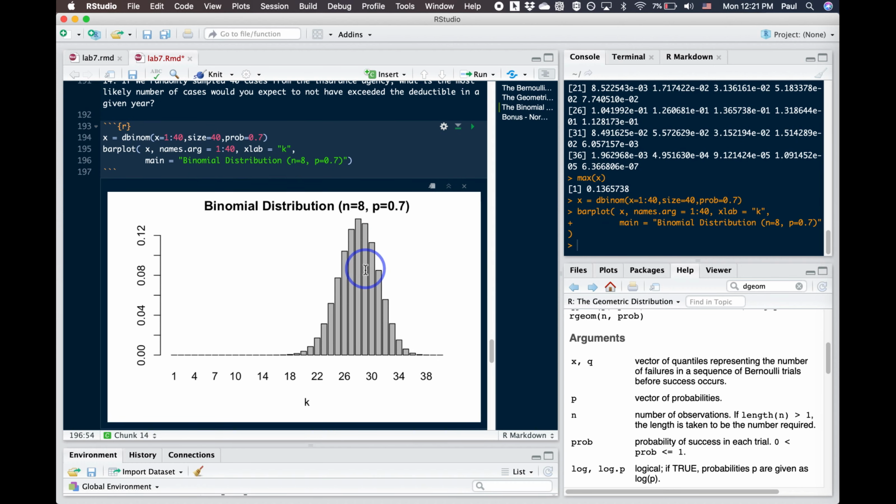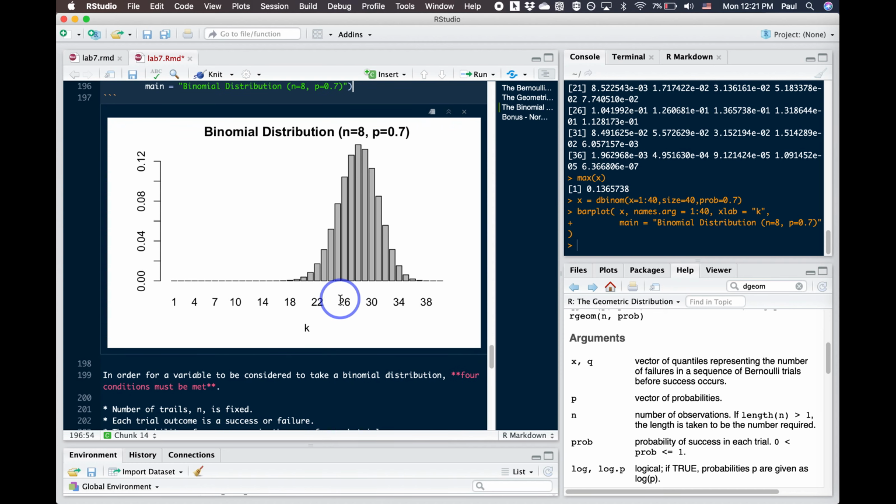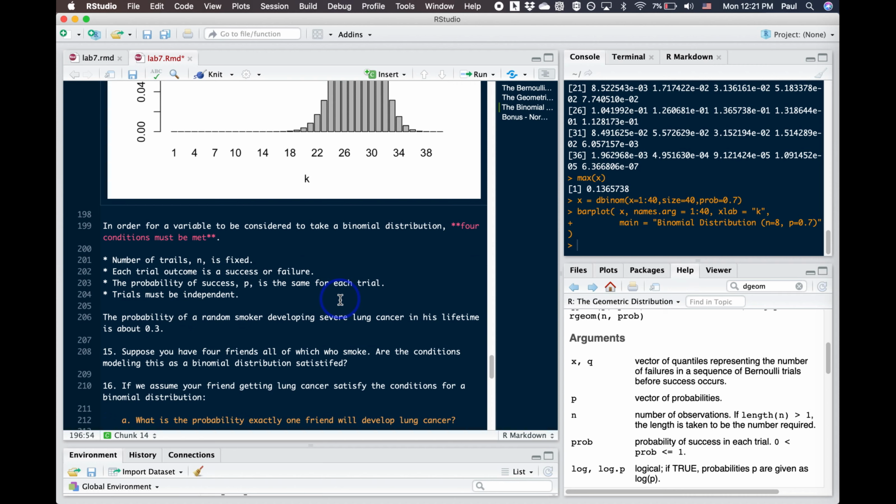All right, so this is helping us interpret what this distribution tells us. There are a few conditions that need to be met for this distribution to apply to a situation. Like I mentioned, the number of trials needs to be fixed, and the probability of a success or failure is the same. Each trial has only 2 outcomes, success or failure. And lastly, the trials must be independent.